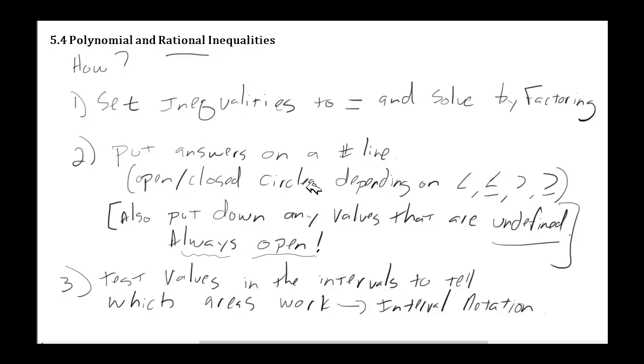You're either going to use open or closed circles appropriately. So they're going to be open if it's less than or greater than, and you're going to do closed circles if it's less than or equal to or greater than or equal to. You also put down any values that are undefined. So here, that has to be talking about those rationals. We all know the domain of any polynomial is everything. So any value that causes a division by zero situation, you're going to put those on the number line as well. And those are always open. Every single time it's undefined, undefined is an open circle.